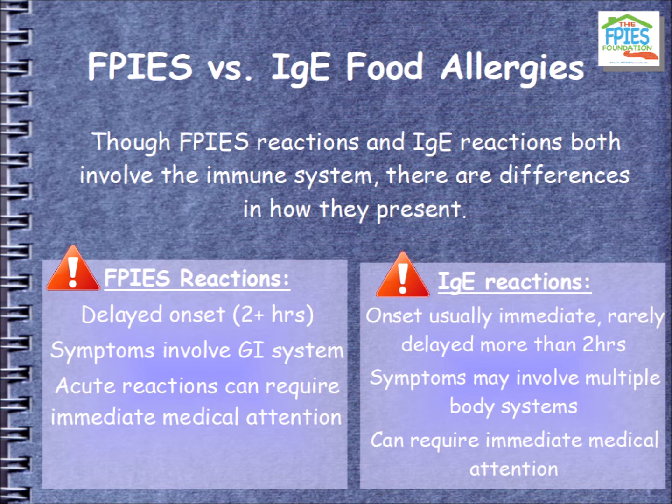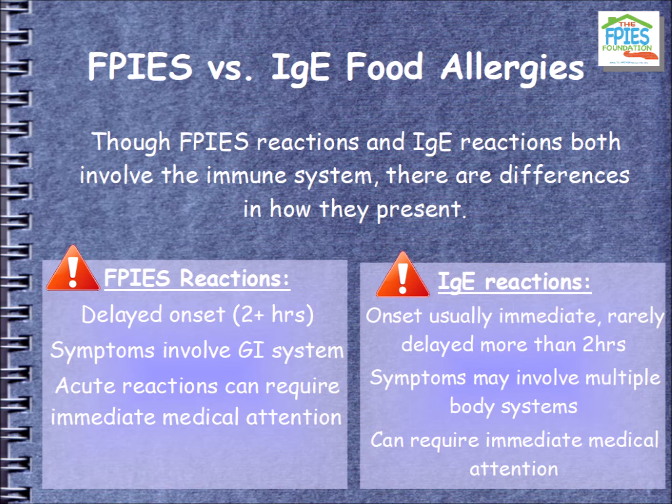With an FPIES reaction, symptoms do involve the GI tract. Acute reactions can require immediate medical attention, and we'll get into a little bit more detail on that in a minute when we're talking about how to identify acute reactions. So turning and looking at IgE reactions, usually the onset is immediate, rarely delayed more than 2 hours. There are rare cases where IgE reactions can be delayed, but typically you're going to start to see the symptoms shortly after the food is ingested.